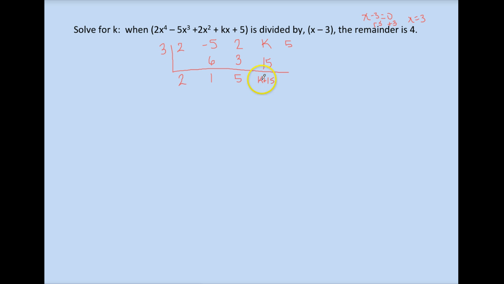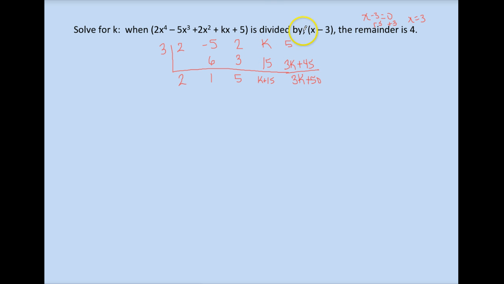Multiply 3 times k plus 15. Well, I'd have to take the 3 times both parts. So 3 times k is 3k, and 3 times 15 is 45. So I get 3k plus 45. And then I'm supposed to add straight down. Well, I have 5 plus 3k plus 45. I can add like terms. The 5 and 45 do not have a variable, so they can be added together to give me 50. So I get 3k plus 50.